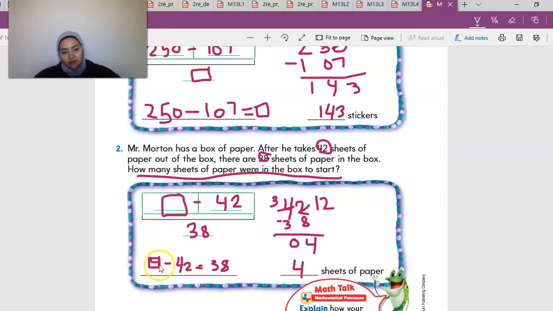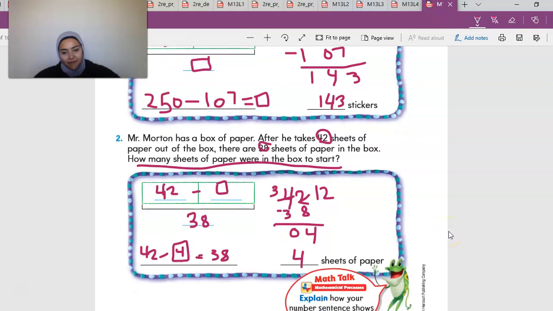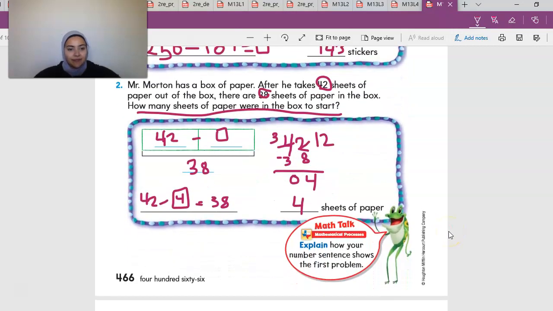Miss Yusuf, this looks wrong because you wrote the small number first. You're absolutely right. So I am going to switch those real fast. I'll switch them on here too. So this should have said 42 take away empty box equals 38. And this should have said 42 take away empty box, which we know that empty box is now 4, equals 38, right? All right, very good.